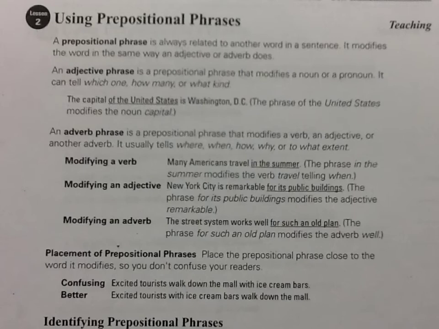All right, take a look at this little lesson with me. A prepositional phrase is always related to another word in the sentence. It modifies a word in the same way that an adjective or adverb does. So, in other words, an entire prepositional phrase acts like a single part of speech in the sentence. Have a look at this example sentence, of the United States. This whole prepositional phrase, of the United States, is modifying the word capital. What kind of capital is it? Of the United States. So, it is an adjective phrase because the word it's modifying, capital, is a noun.